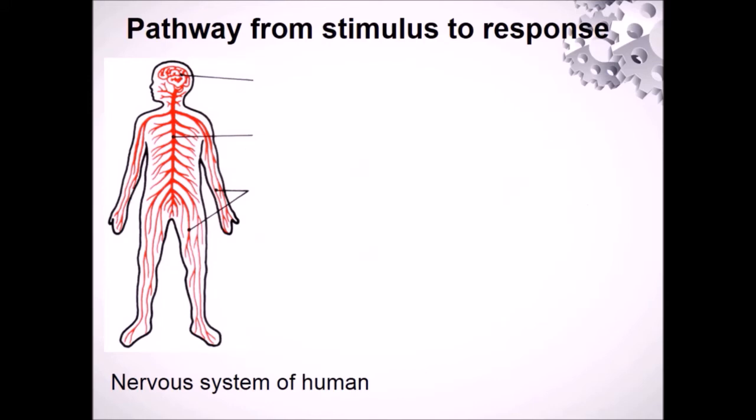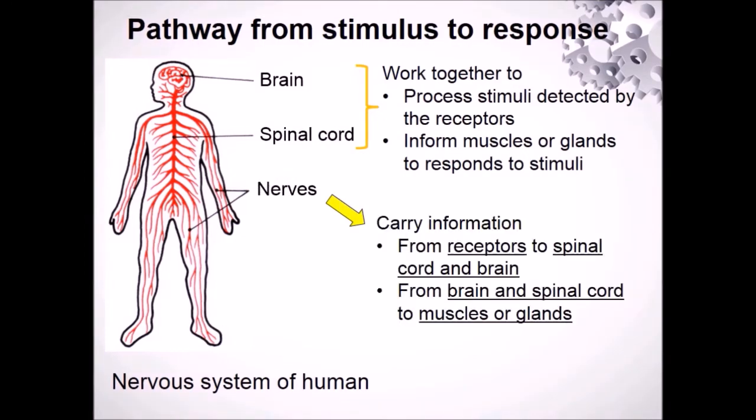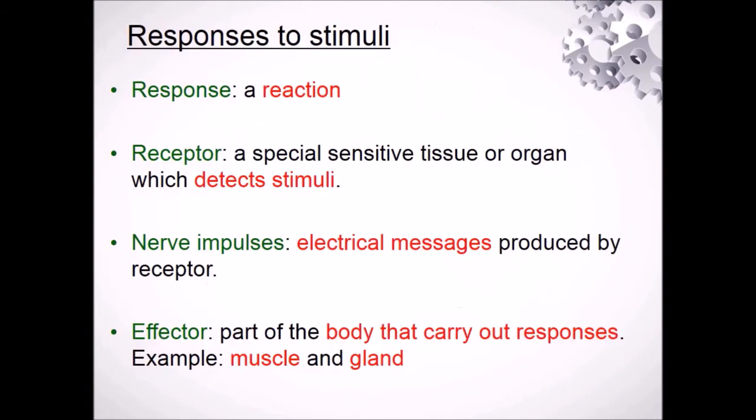How do we respond towards stimuli? This diagram shows the nervous system of a human. First of all, the brain and the spinal cord. Both the brain and spinal cord work together to process stimuli detected by the receptors. They help to inform the muscles or the glands to respond to stimuli. While the nerves help to carry information from the receptor to the spinal cord and brain, or from the brain and spinal cord to the muscles or glands.